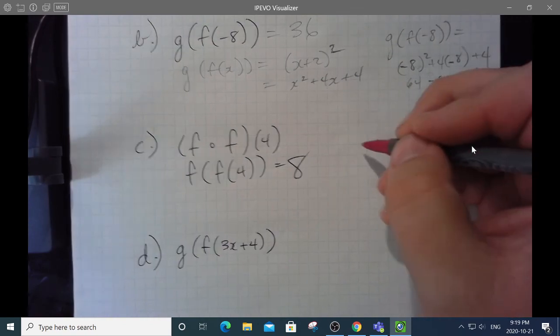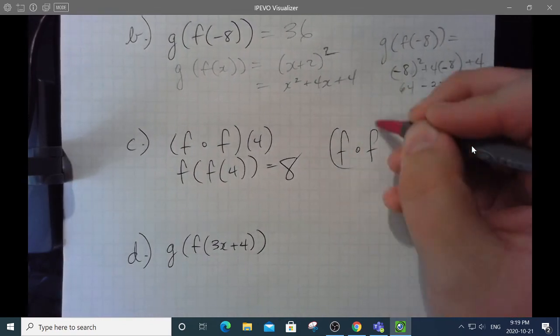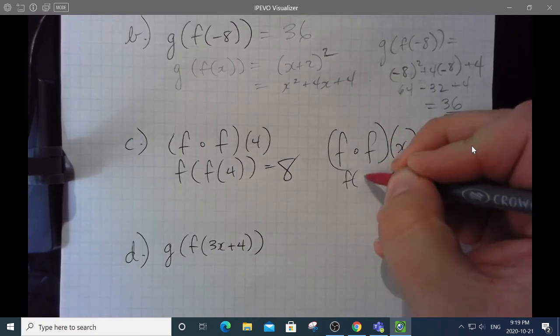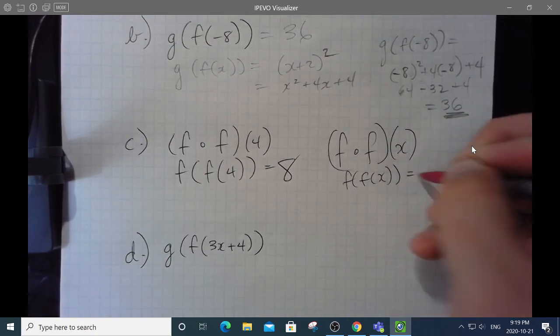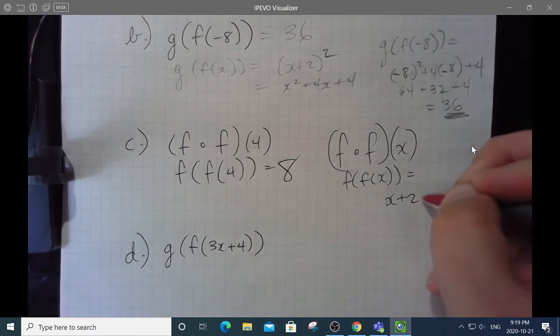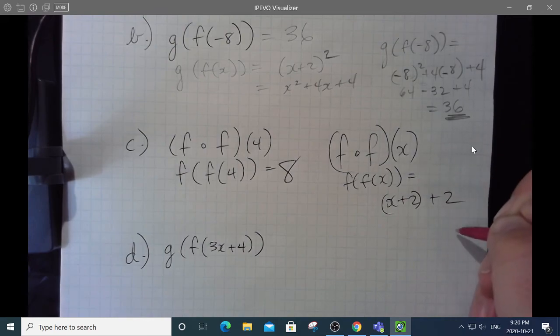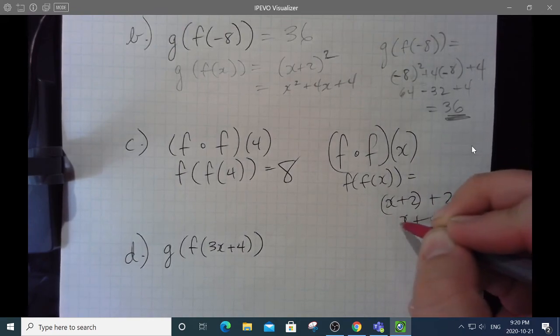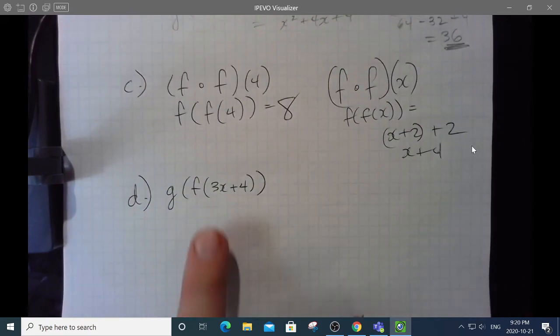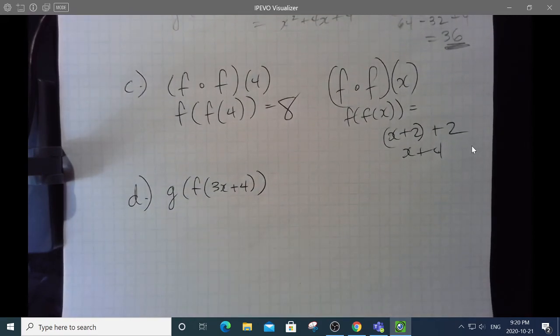Is there an algebra way to write f of f of x? And the answer is yeah, sure. You can actually plug a function into itself, which is x plus 4. So when I started with 4, I get 8. Okay, if that makes sense to you, why don't you pause the video and try that? What's g of f of 3x plus 4?